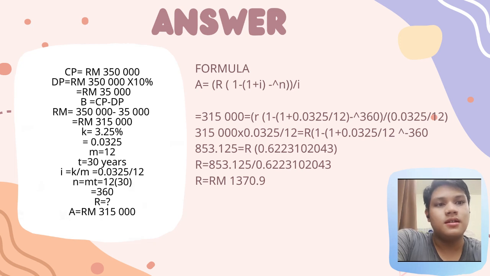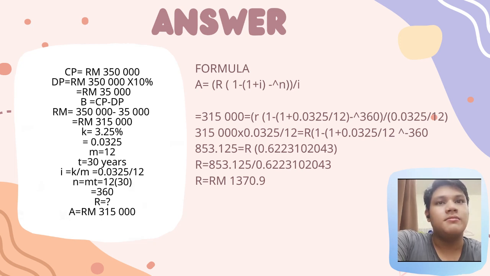So then we should list the numbers. The cash price will be 350,000, and the down payment will be 350,000 multiplied by 10%, which is 35,000. For the balance, it will be 350,000 for the cash price minus 35,000 from the down payment, and the balance will be 315,000. For the percentage, K is equal to 3.25%, which is 0.0325.